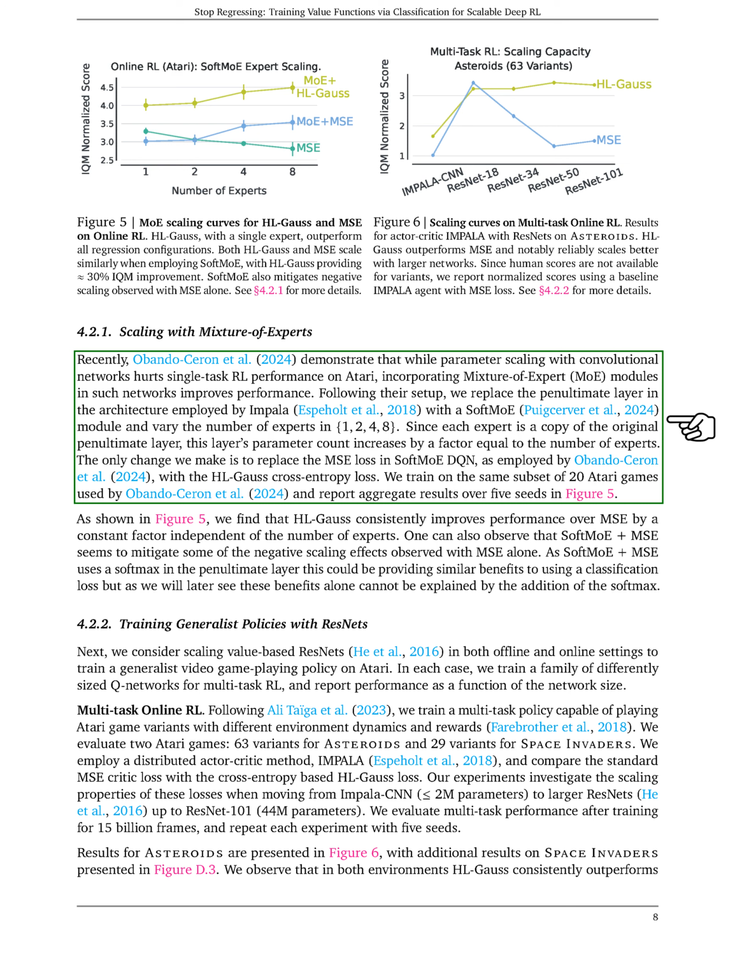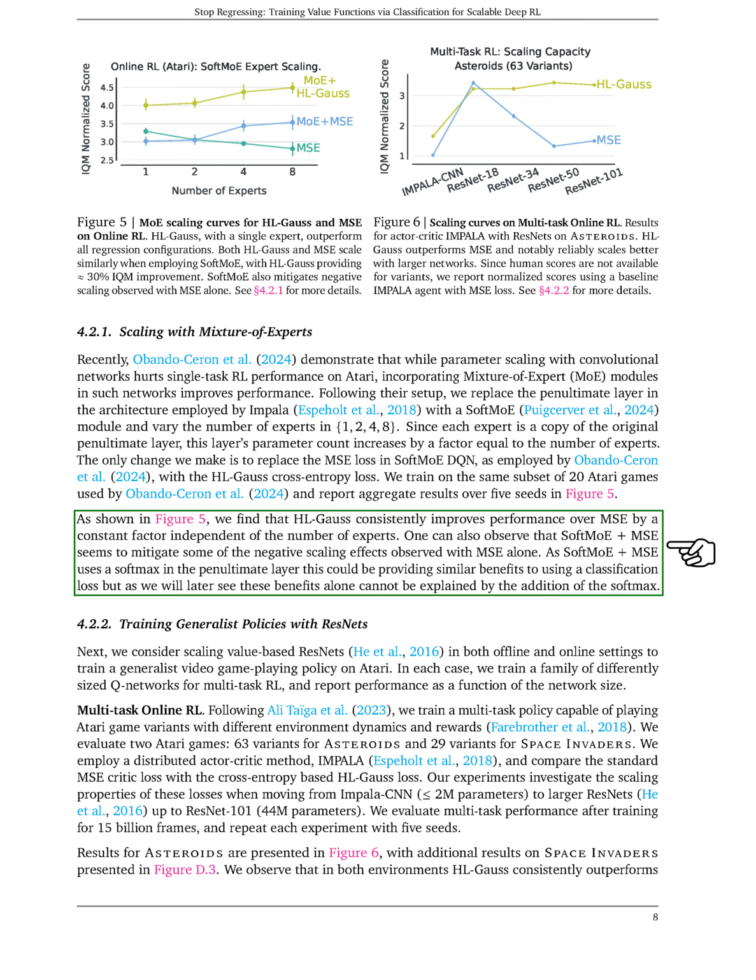Each expert is essentially a duplicate of the original penultimate layer, which means the number of parameters in this layer increases by a factor that matches the number of experts. The only modification we made was to replace the mean-squared error (MSE) loss in soft MoE DQN with the HL Gauss cross-entropy loss. We conducted our training on the same subset of 20 Atari games previously used in similar studies and reported our findings based on the aggregate results over 5 different seeds.